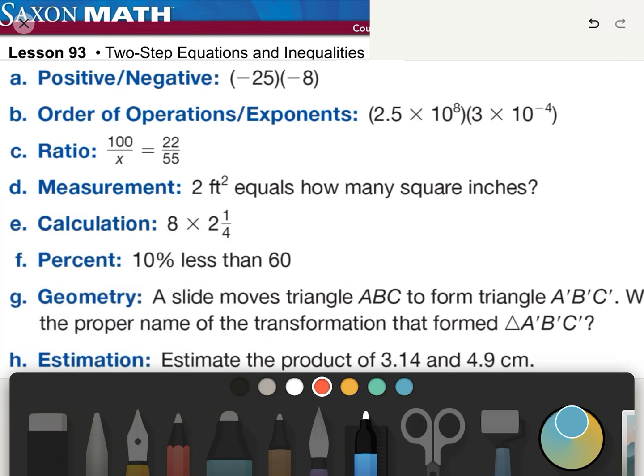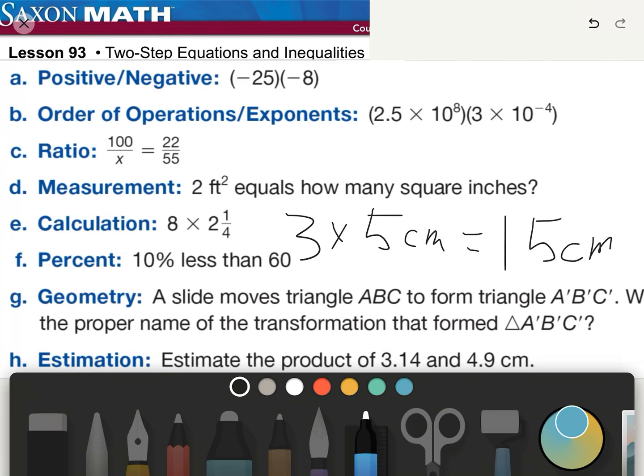And estimate the product of 3 14/100ths and 4 9/10 centimeters. Well, really, we're estimating. So that's 3 times 5 centimeters equals 15 centimeters. No reason to overthink it.